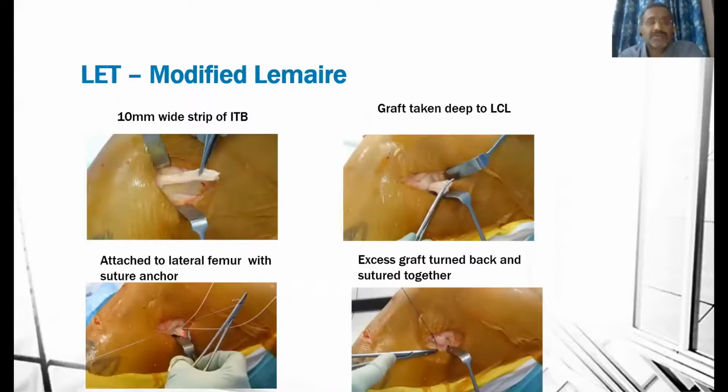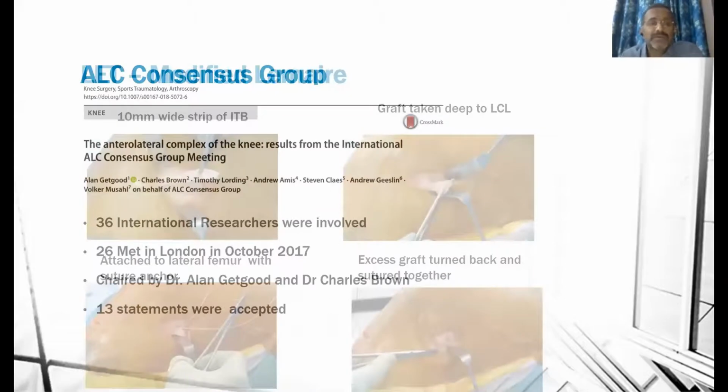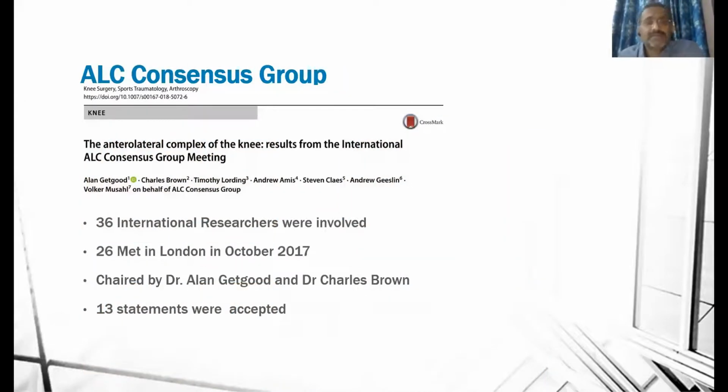So this is the modified Lemaire, where we take a 10 millimeter strip of IT band, and the graft is taken behind the ACL, and you put either a staple or a suture anchor, and then the excess graft is sutured back together. I'll show you a video again. There's a lot of confusion going on about this anterolateral ligament.